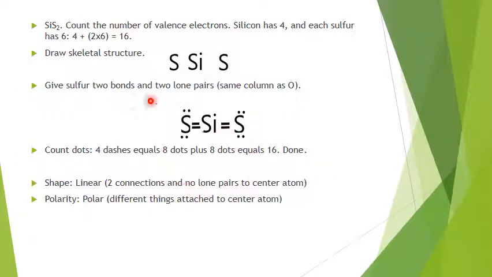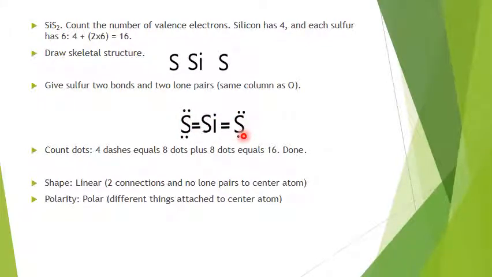Okay, finally, of these, we have silicon disulfide. You count up the number of valence electrons. Silicon has 4, and each sulfur has 6, so it's 4 plus 6 plus 6, which is 16. Here's the skeletal structure. The outside atom gets the number of bonds and lone pairs. It's in the same column as oxygen, so each sulfur gets 2 bonds and 2 lone pairs.